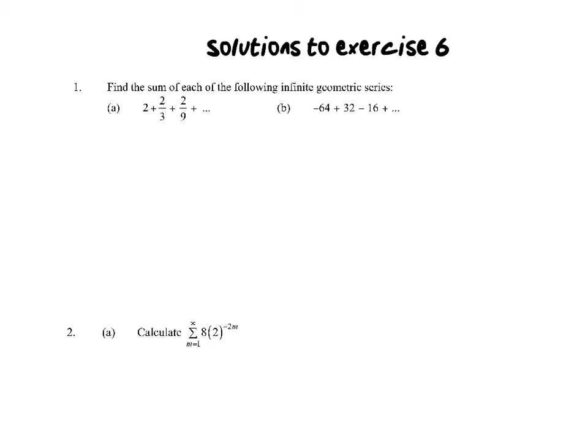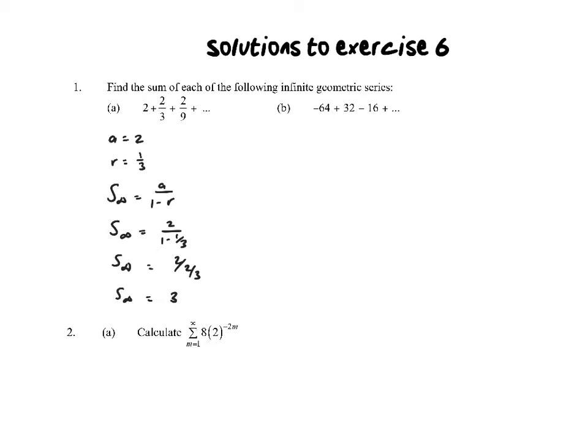In the first one, find the sum of each of the following infinite geometric series. It goes on indefinitely. The first term here is 2, and the ratio is equal to a third. Remember, we can only find the sum of a geometric series if it converges, when the ratio is between minus 1 and 1. The sum of an infinite number of terms is a over 1 minus r. So a is equal to 2, over 1 minus a third. That's 2 divided by 2 thirds, which equals 6 divided by 2, and that is equal to 3.